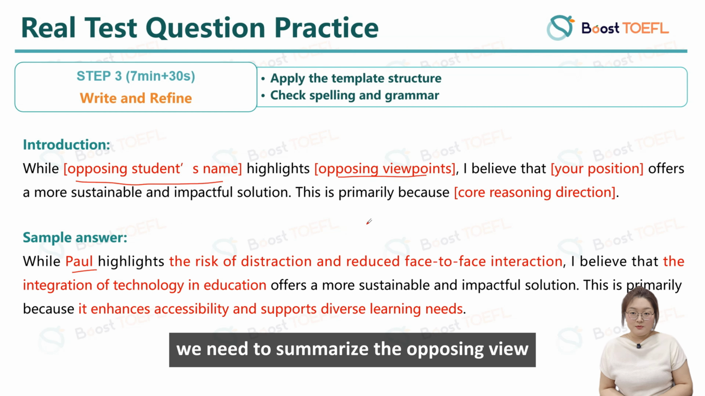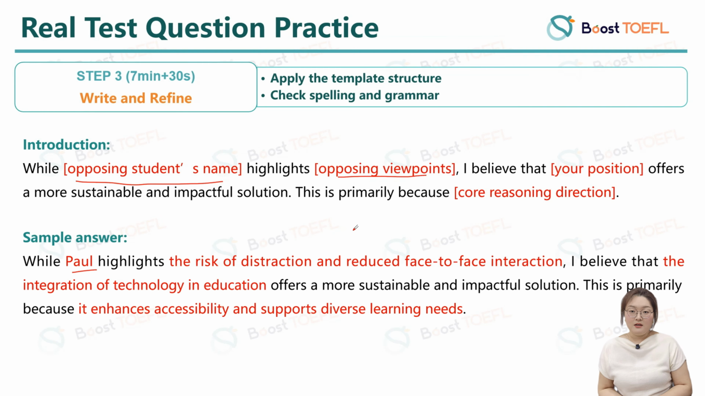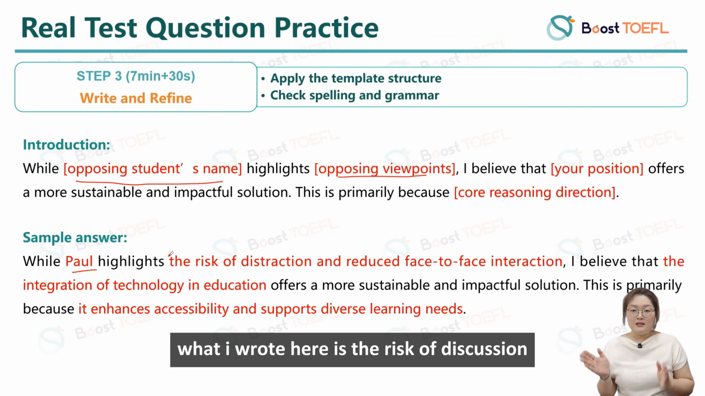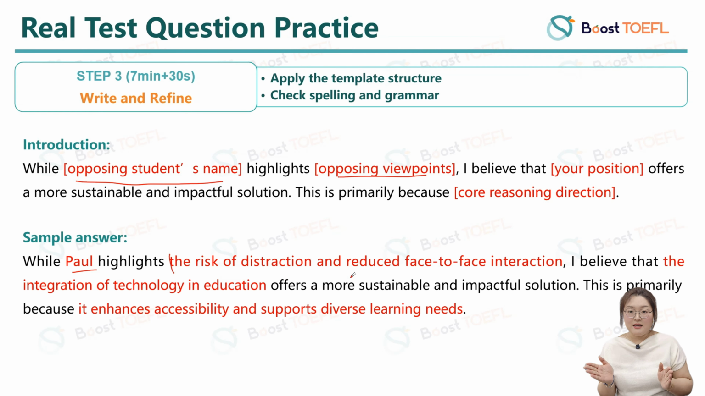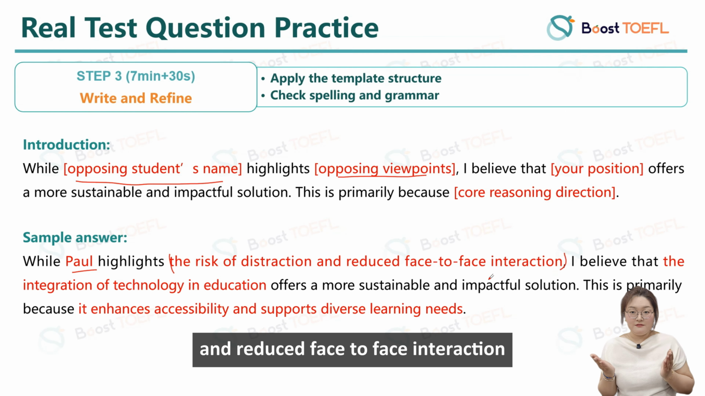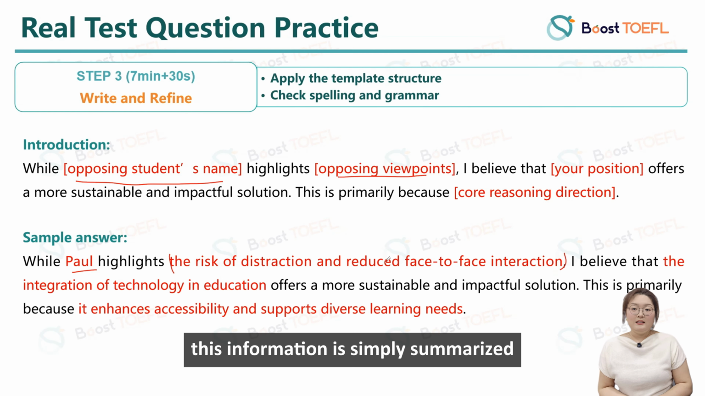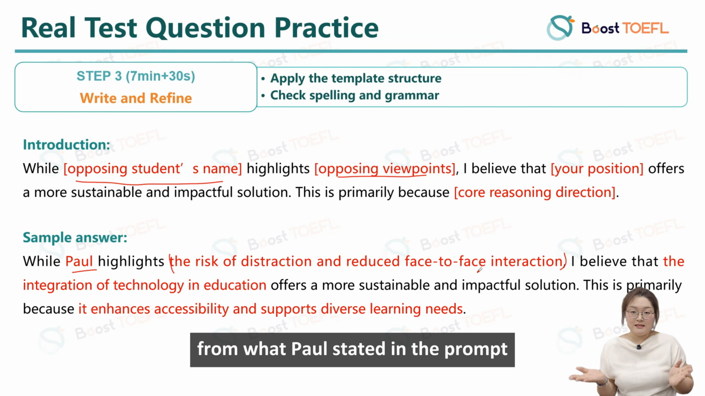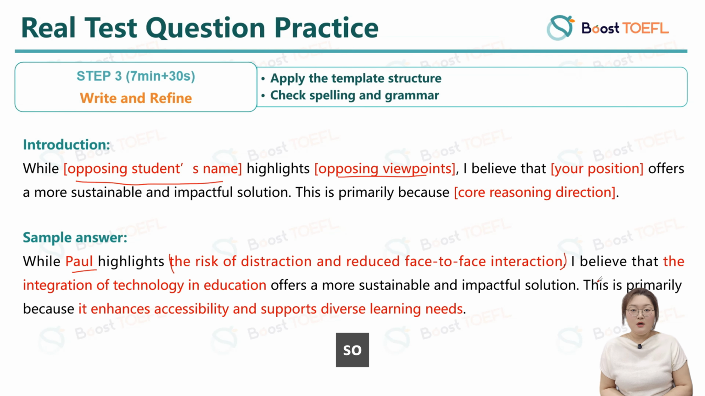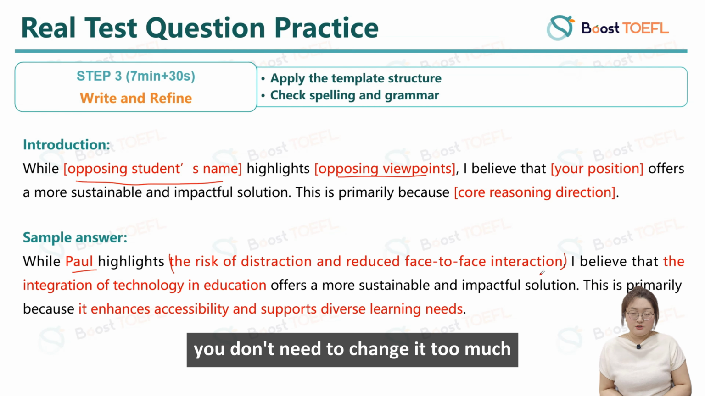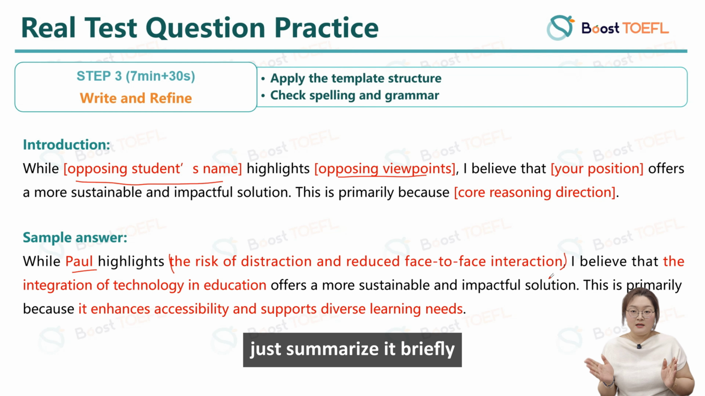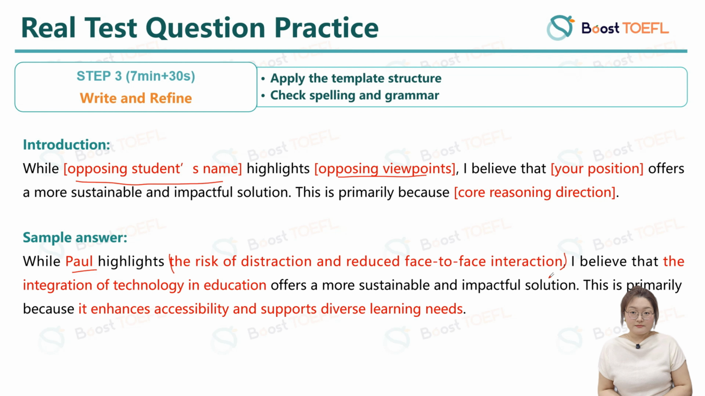we need to summarize the opposing view. What I wrote here is, the risk of distraction, and reduced face-to-face interaction. This information is simply summarized from what Paul stated in the prompt, so you don't need to change it too much. Remember, just summarize it briefly.